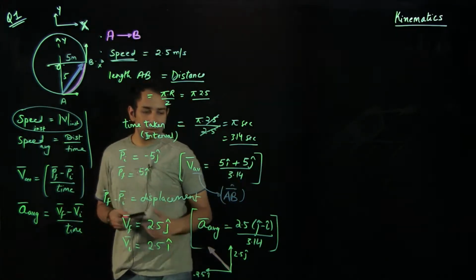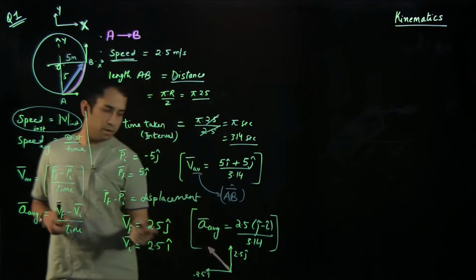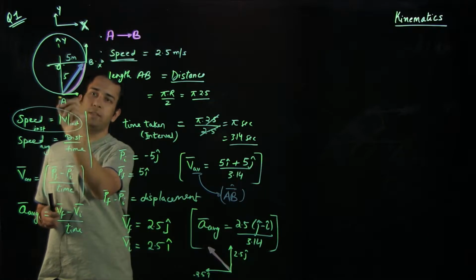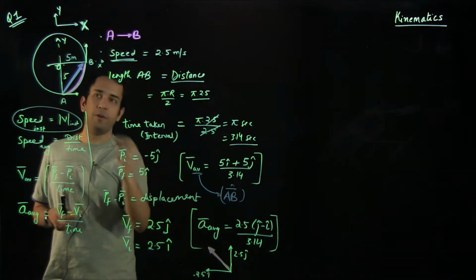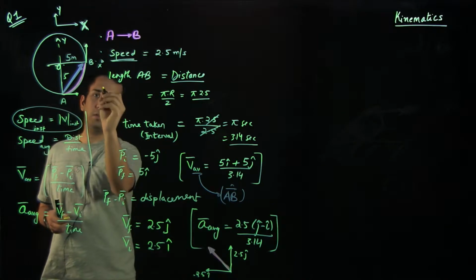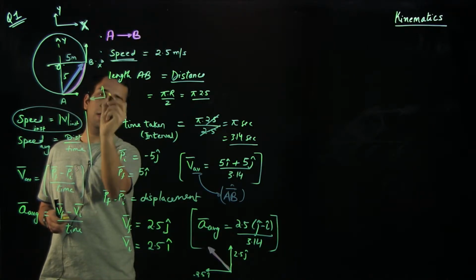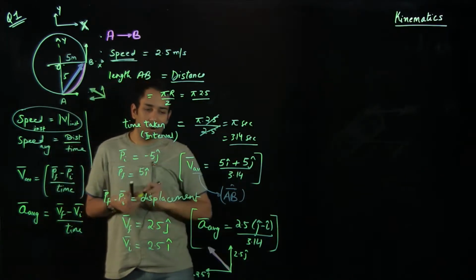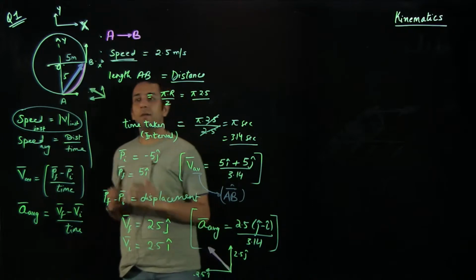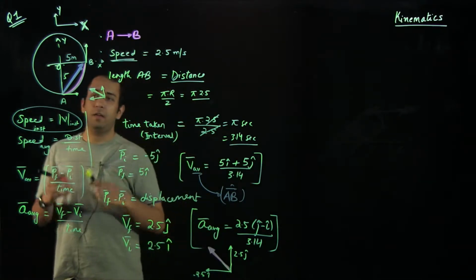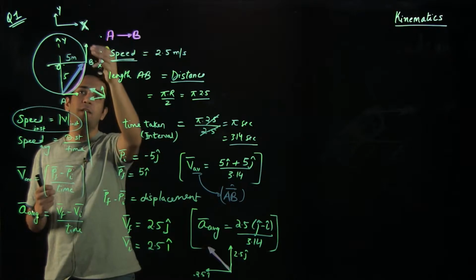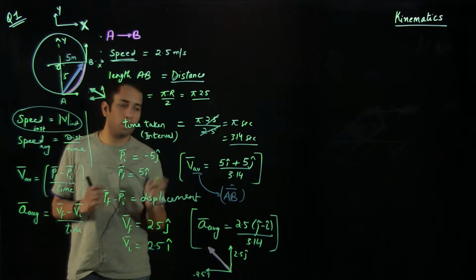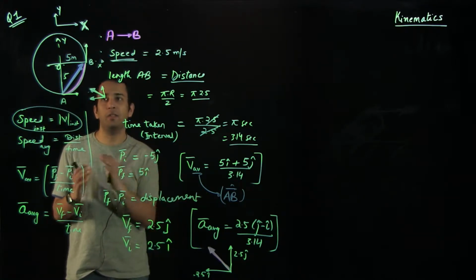And it's interesting to see that minus 2.5 i cap means the vector is going in this direction, and 2.5 j cap means that vector is going in the upward direction. So the direction is this, and the acceleration is in this direction, that is toward the center. And because the acceleration is toward the center, even after having the velocity tangential to the path, my particle is always moving along the path due to this acceleration which is acting along the center of the circle.